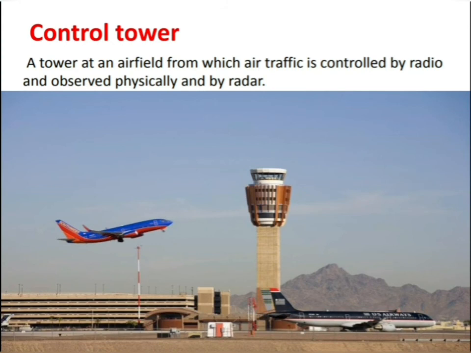Control tower: a tower at an airfield from which air traffic is controlled by radio and observed physically and by radar. From this tower the signals will be given to the pilot, and the signals from the pilot will be observed by the tower. The tower is called the control tower, and it is completely operated by radar. It is provided at each and every airport, and is most important and essential. If the signals are not received by the pilot when the flight is flying at some distance, it will be a highly dangerous situation.